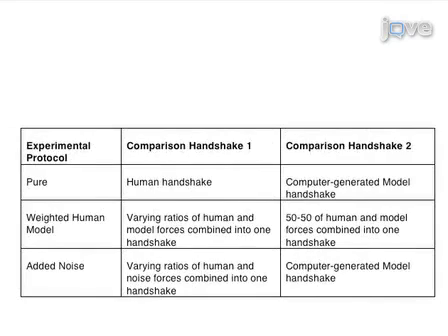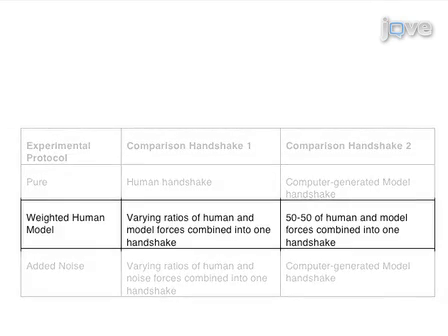In this protocol, the generated handshakes are part human, part model, where the specific combination varies across trials on a scale from a pure computer-generated handshake to a pure human handshake. Therefore, this set of experiments is referred to as the weighted human model test.